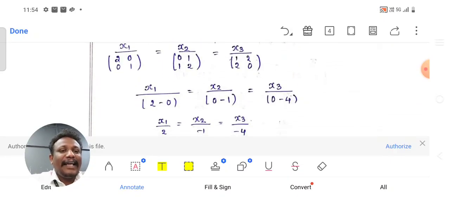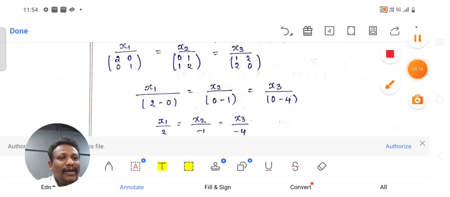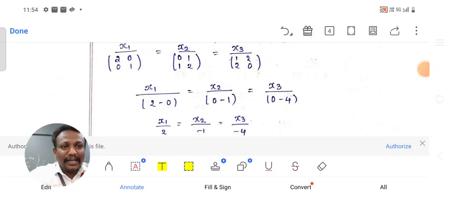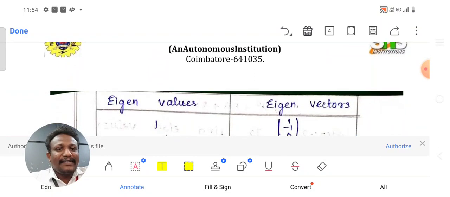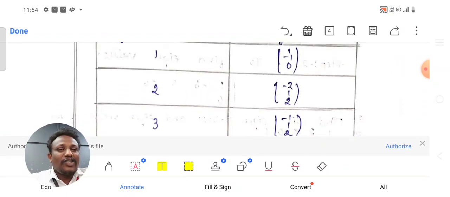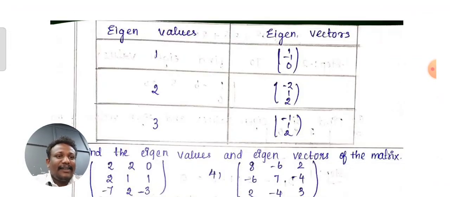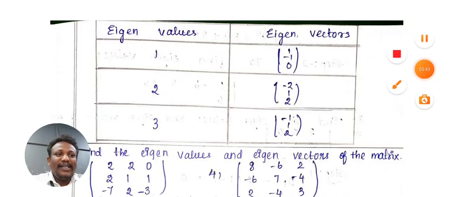Similarly, let us move to the next lambda value and find X2. Then use the last lambda value and find the eigenvector by the cross rule method. Therefore the eigenvector is 1 -1 0 when lambda is equal to 3, -2 1 2 when lambda is equal to 6, and -1 1 2 when lambda is equal to 9. Thank you.